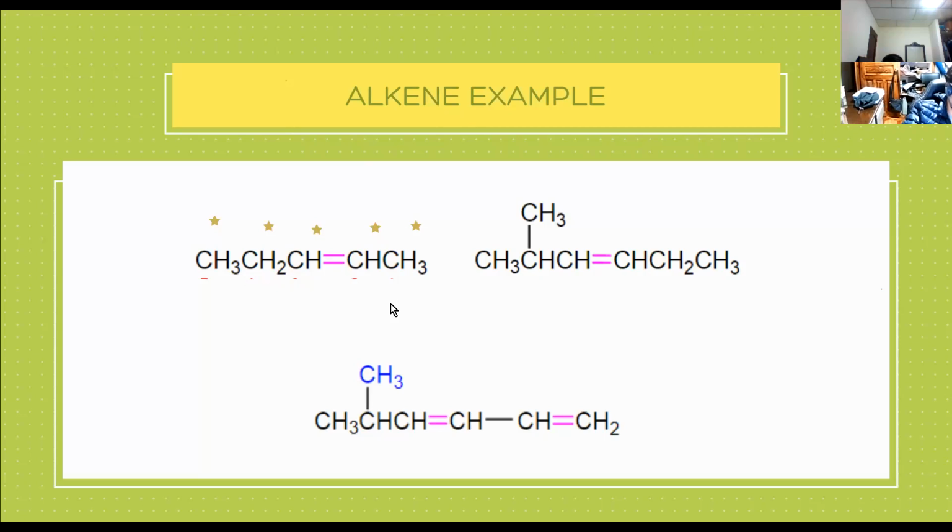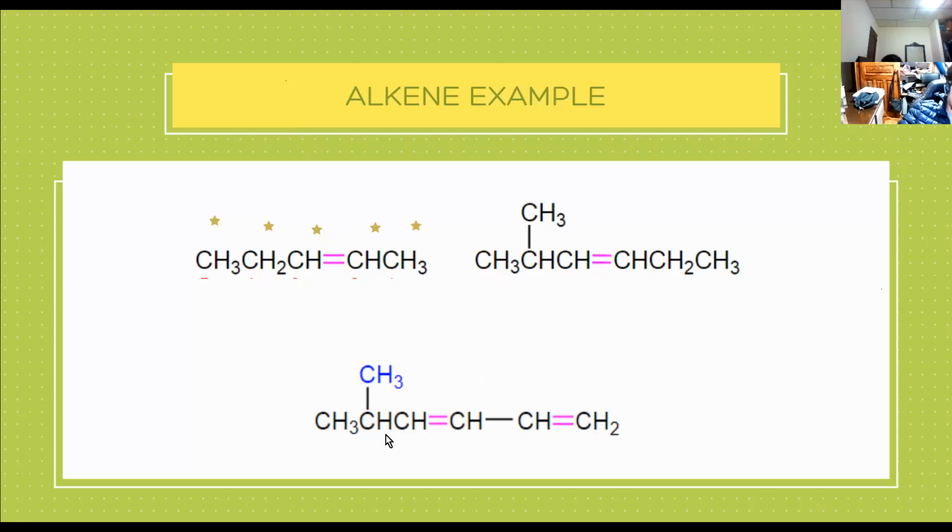Next, we count 1, 2, 3, 4, 5, and 6. Because it's 6, we use the prefix hex and then the suffix, and the number 3. Then we count the additional group, the one in the number 2, which is methyl. That is 2-methyl-3-hexene.